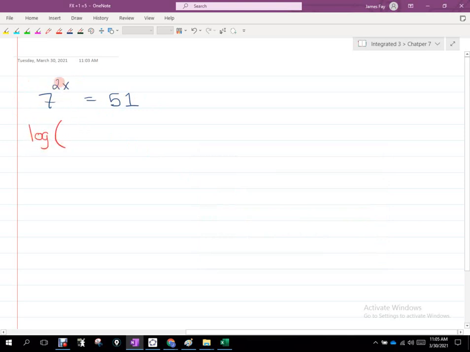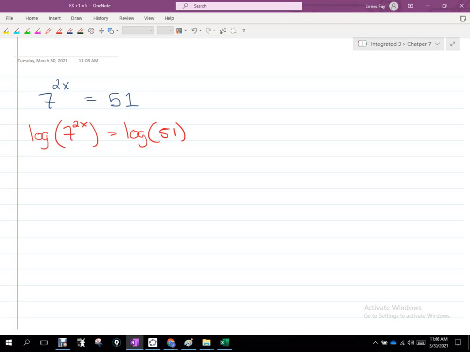Okay, and basically what happens is all I do is I put the left-hand side in parentheses and put the word log in front of it. Put the right-hand side in parentheses and put the word log in front of it. And what that does is it effectively tells me I'm taking the log of 7 raised to 2x. That's going to be equal to the log of 51. I can do anything I want to an equation as long as I do it to both sides.